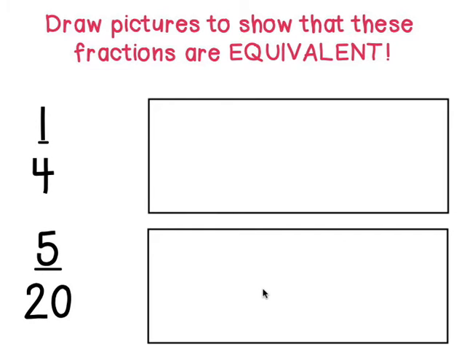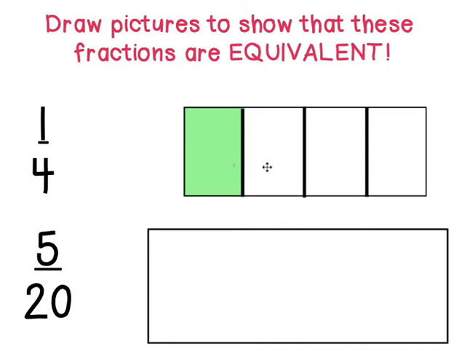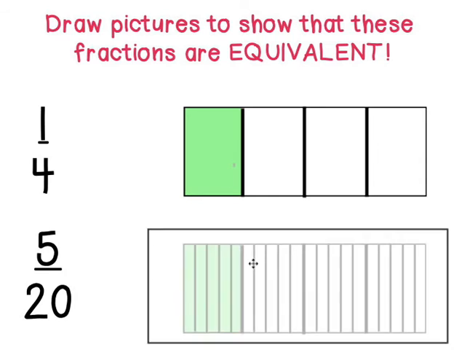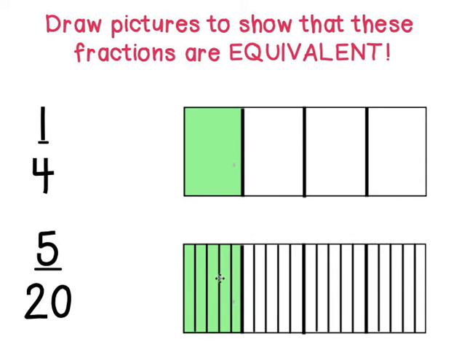1/4 and 5/20 are also equivalent fractions. If we cut a rectangle into fourths and shade in one of them, we can see that it's the same as 5/20 because they are equivalent fractions.